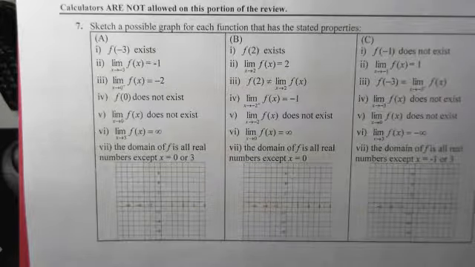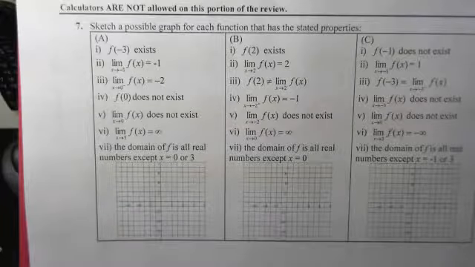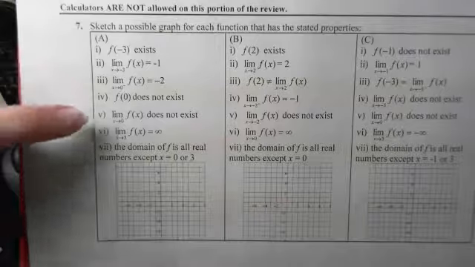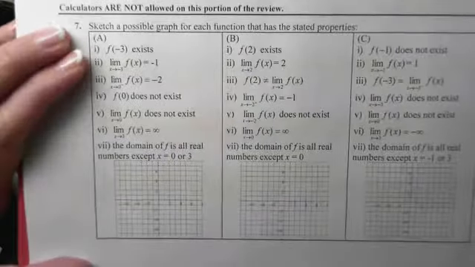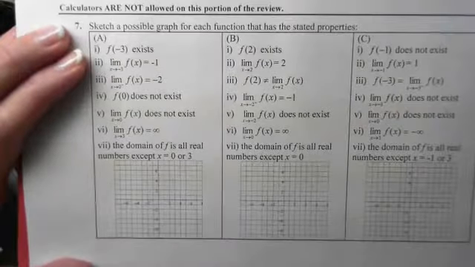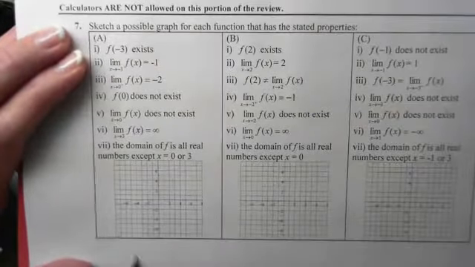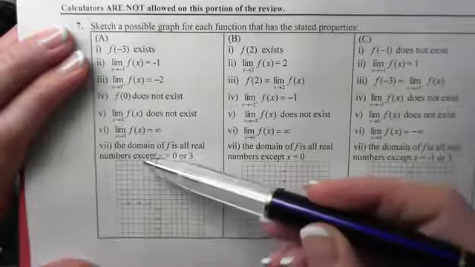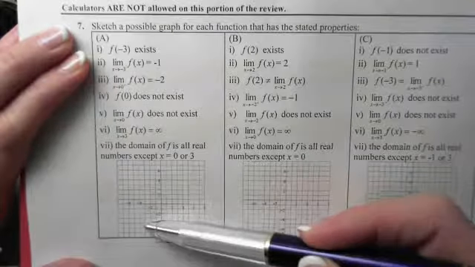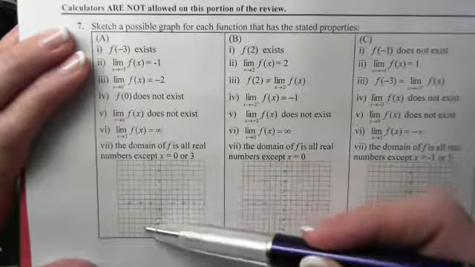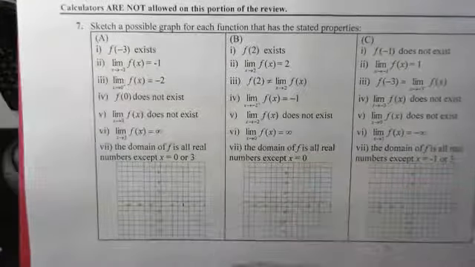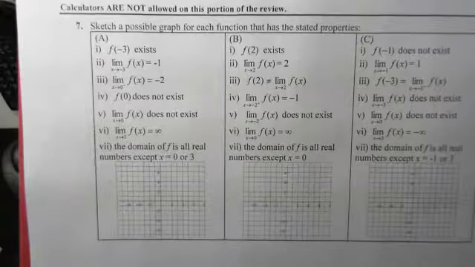Every free response is worth 9 points, so that means I'm going to be looking for things in your work and in your graph to illustrate that you know all of these pieces and how to put them on the picture. So the first one, let's just talk about what f of negative 3 exists means. When I grade this, I'm going to look for a y coordinate somewhere on this line, x equals negative 3. So as long as this vertical line crosses your graph, you would get a point for that.